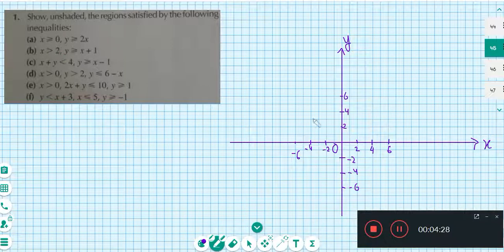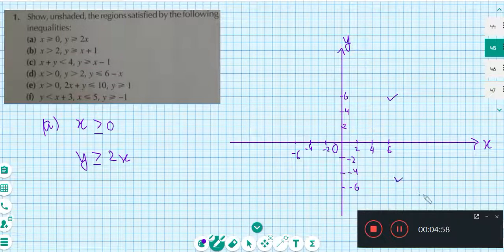The first inequality of part A is x is greater than or equal to 0, and the second one is y is greater than or equal to 2x. So what about the first one? x is greater than or equal to 0. Where is x greater than 0? You can see in the first and fourth quadrant x is always greater than or equal to 0, in this quadrant and in this quadrant.